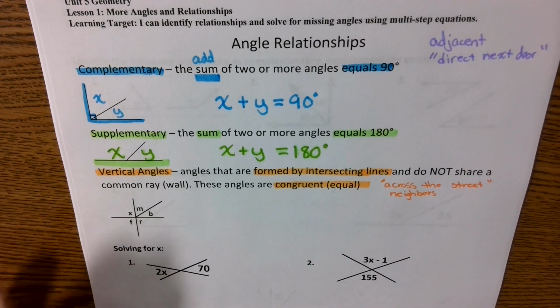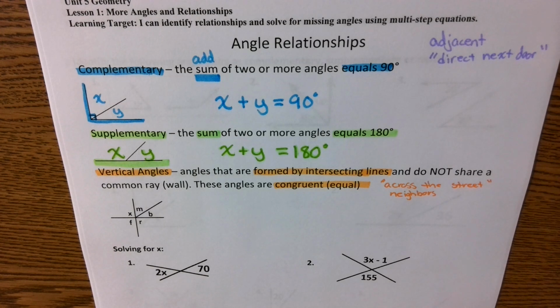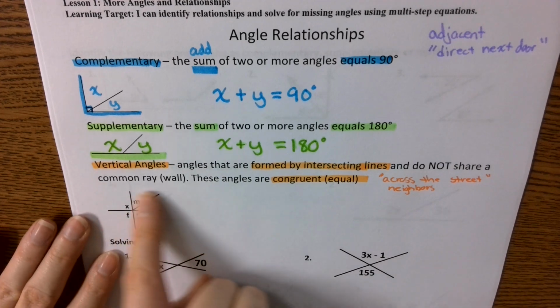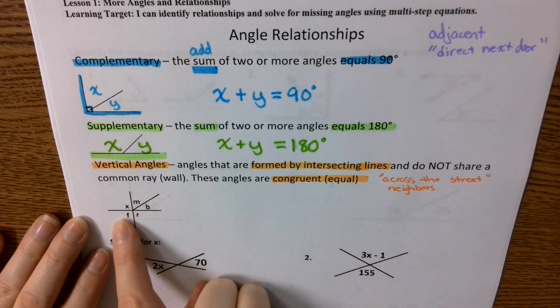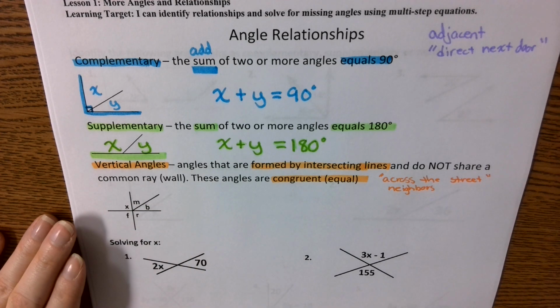So adjacent neighbors, directly next door neighbors, you can have two. Across the street neighbors, your vertical neighbor, you can only have one. So taking a look at this diagram that we've got, we have several different angles. We've got 5 different angles, okay?